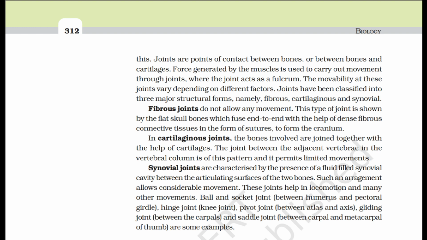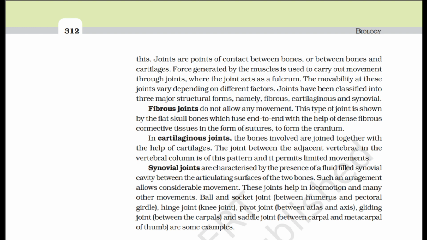Joints have been classified into 3 major structural forms, namely, fibrous, cartilaginous, and synovial. Fibrous joints do not allow any movement. This type of joint is shown by the flat skull bones, which fuse end-to-end with the help of dense fibrous connective tissues in the form of sutures to form the cranium. In cartilaginous joints, the bones involved are joined together with the help of cartilages. The joint between the adjacent vertebrae in the vertebral column is of this pattern, and it permits limited movements.